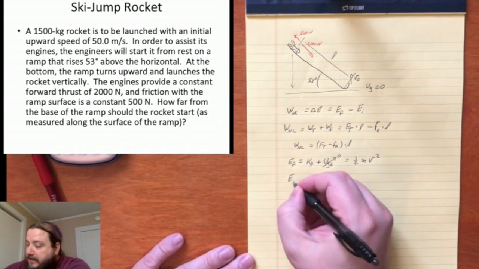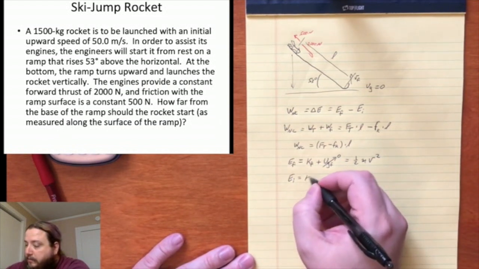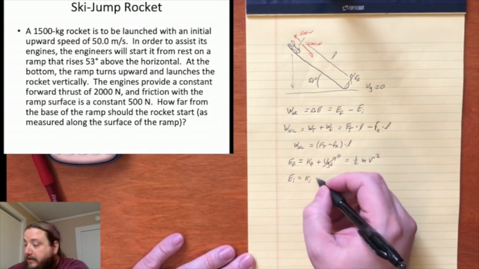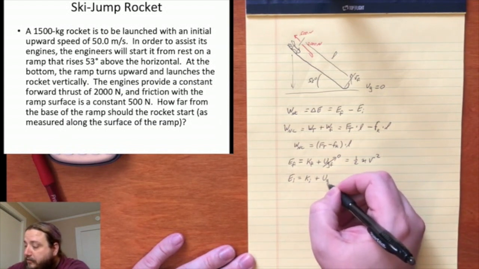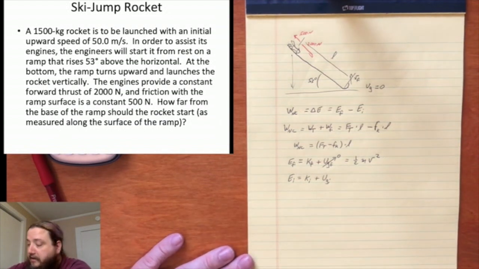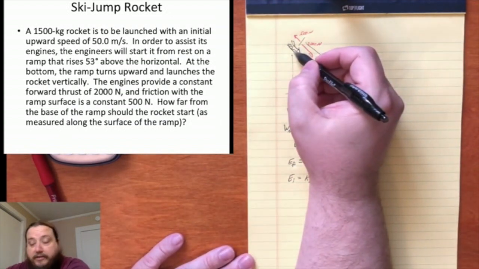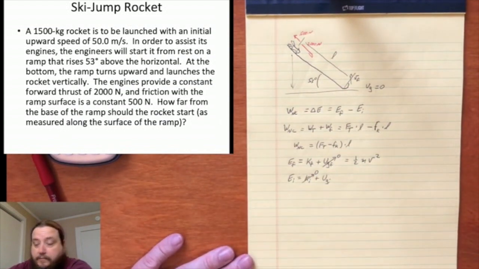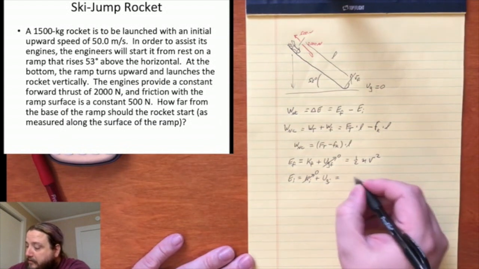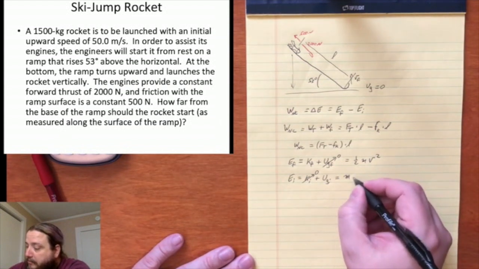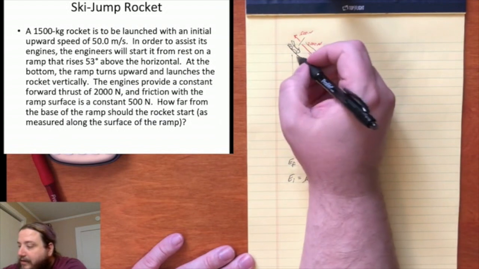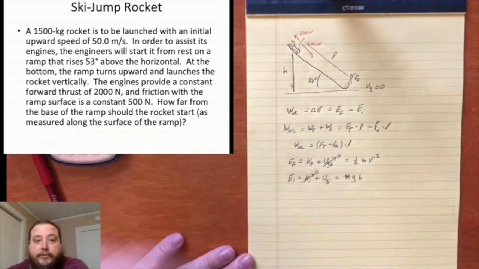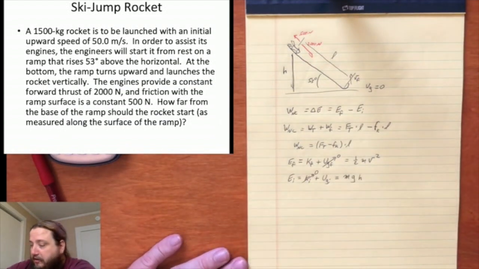The initial energy of our rocket would be the initial kinetic energy of the rocket plus the initial gravitational potential energy of the rocket. If the rocket is starting from rest, then the initial kinetic energy will be 0, and the gravitational potential energy will be m times g times height, where the height here is how far our rocket is above the ground.